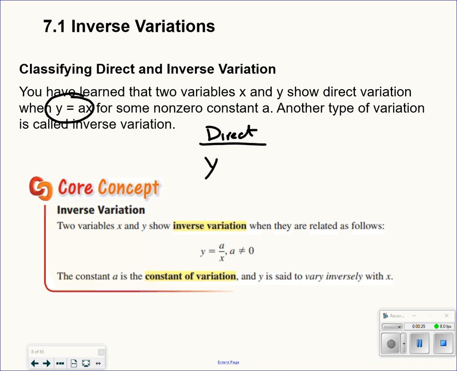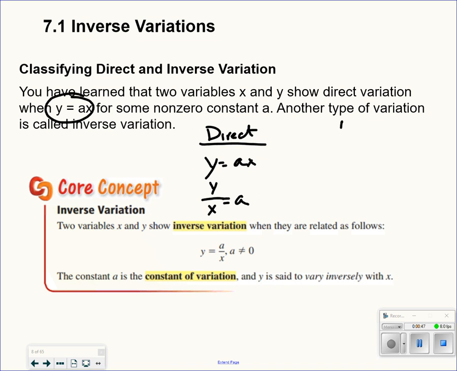So y equals ax, or sometimes referred to as y divided by x equals a. Those are two different ways of doing a direct variation. And the a value is a constant, a non-zero constant. So when you have a direct variation, you're basically taking y divided by x.